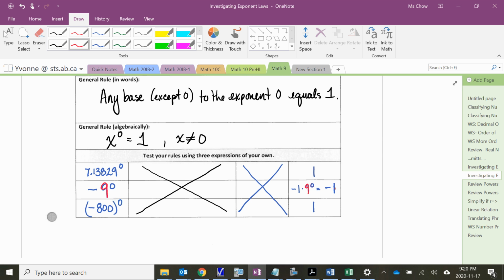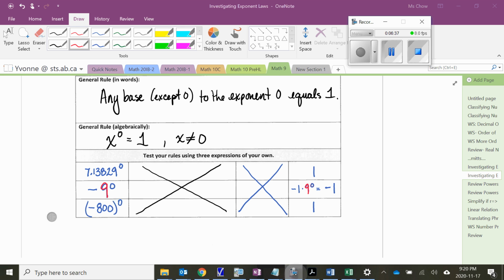Next one, I've got -800, all in brackets, so that tells me that that is the base raised to the exponent 0, and that is simply 1. Excellent. So let me know if you have any questions.